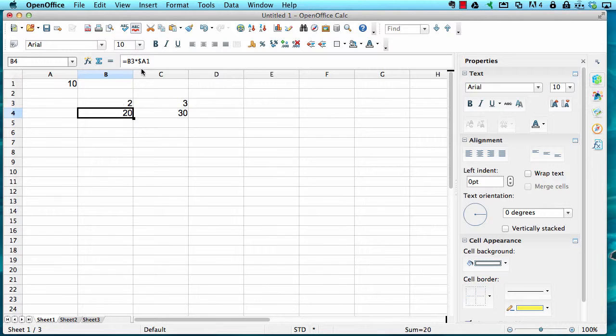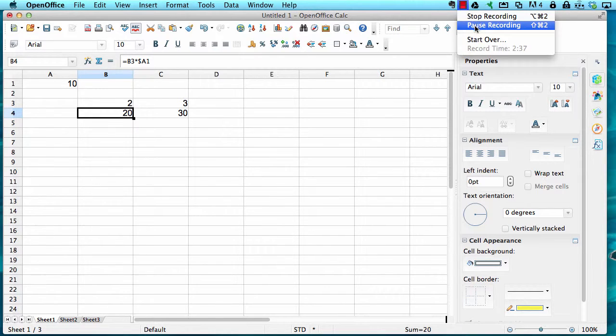So that's sort of how anchors work. The $ being the anchor, it stops the relative movement of the cell coordinates based on the number of columns or rows that the formula is copied and pasted.